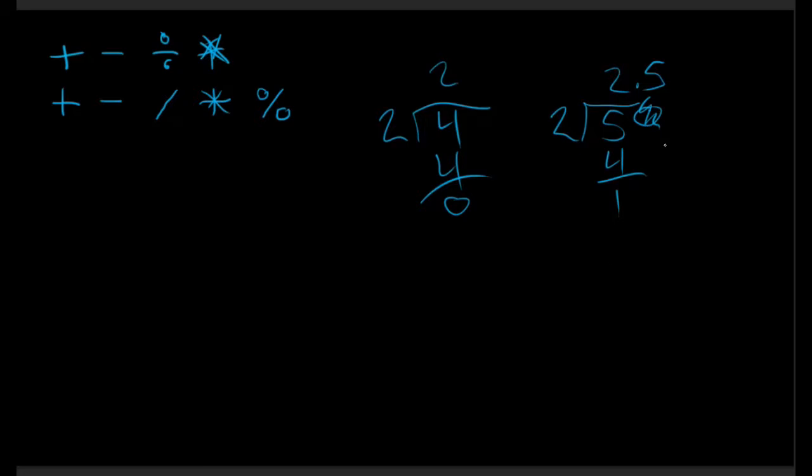So if I were to do this as an integer division, 5 divided by 2, all I get back is 2. If I did 5 modulus 2, I would get back the remainder, 1.